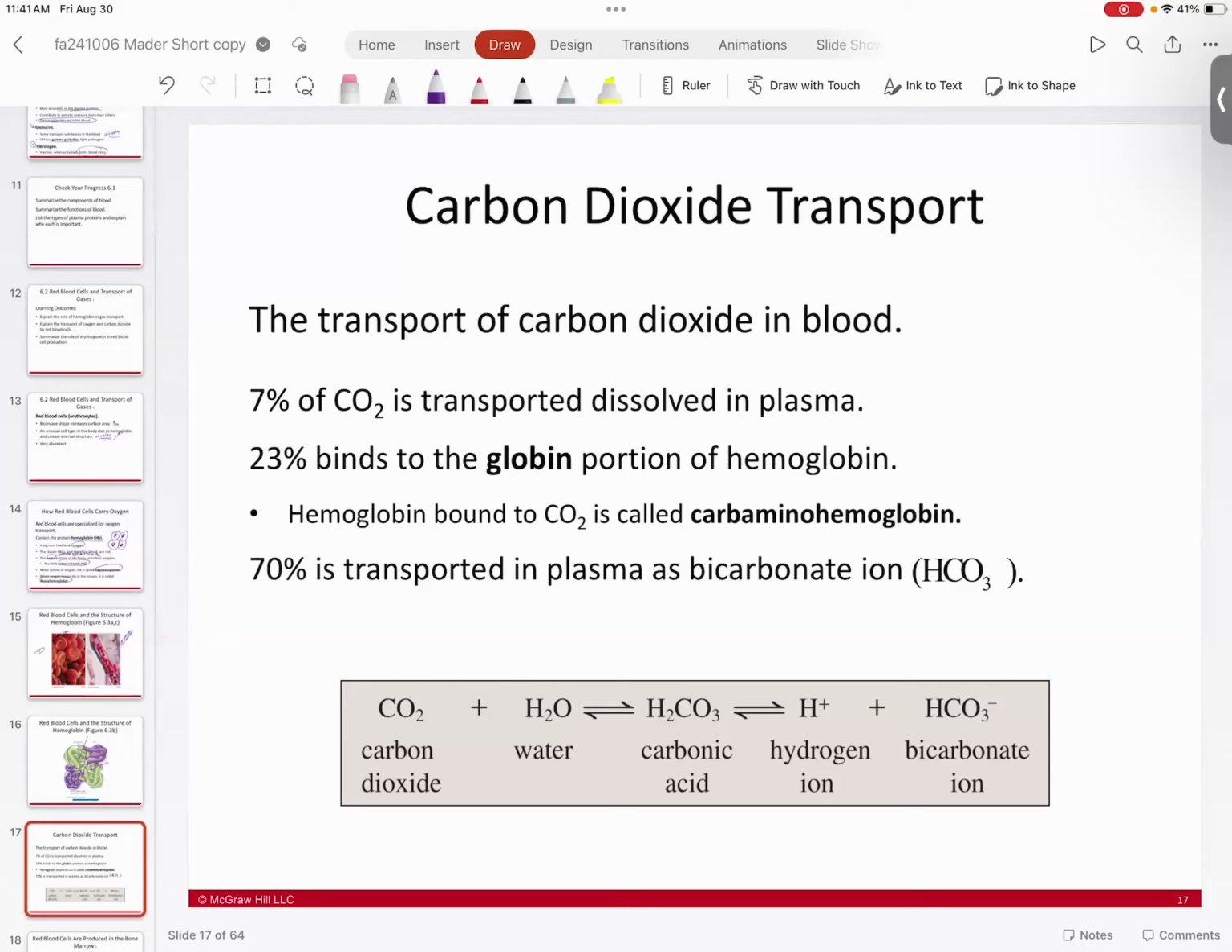Now, what about carbon dioxide? How do we get carbon dioxide through the body? Right, because that's another thing the blood has to do. It has to pick up carbon dioxide off the tissues and bring it to the lungs to get rid of. Well, there's 3 major ways that you can actually move carbon dioxide.